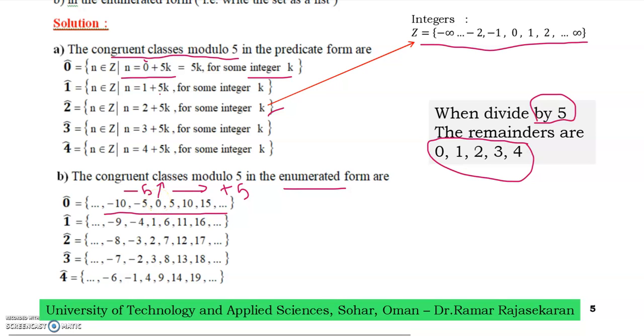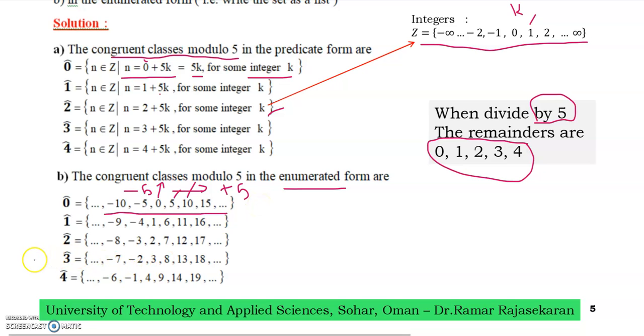Another way is, the 0 class is n equal to 0 plus 5k. You take the values of k and substitute in this form. Put k as 0, 5 times 0, and you get the center element 0. If you put k as 1, 5 into 1, 5. If you put k as 2, then 5 into 2, 10. Similarly you can write the rest.